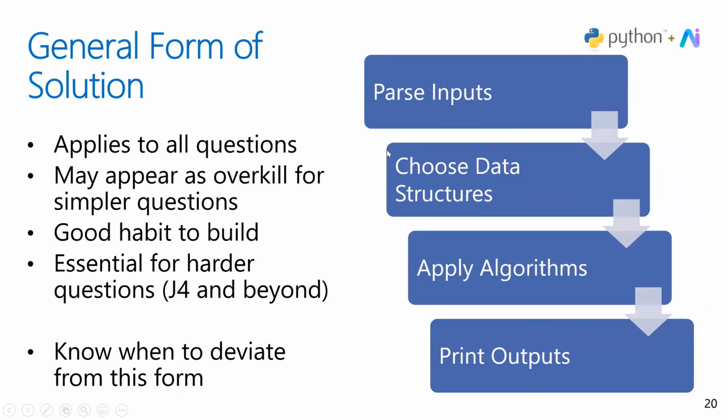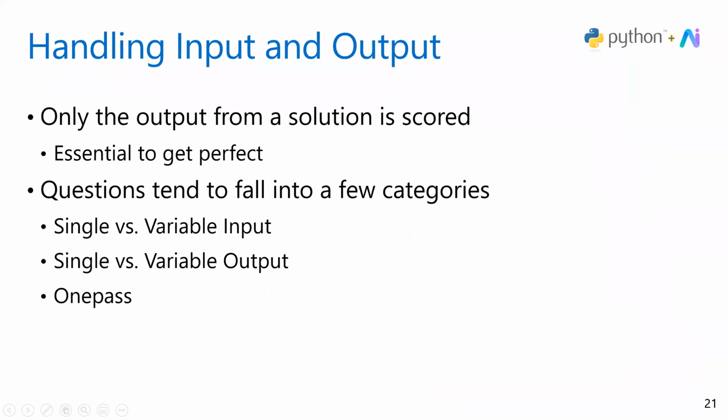The general form of the solution is nothing magical. It's about parsing input, choosing data structure, applying algorithm, and printing output. When you look at the question, you may think this is overkill, especially for the earlier questions, okay? But it is a good habit to be familiar with the structure, and it becomes essential for harder questions, J4 and beyond. As we learn, we'll also figure out when to deviate from this form.